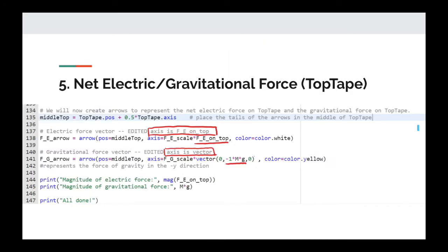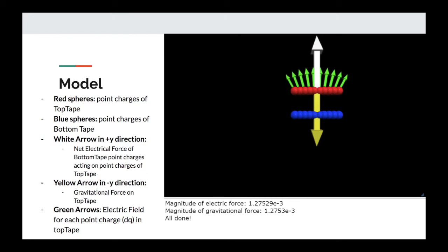Like in Lab 1, we also needed to model the net electric and gravitational force of the top tape. These are shown through the vectors FE arrow and FG arrow, where the axis for the electric field is the electric field of the top tape, and the gravitational force vector is represented through the y component of mass times gravity. This image represents the computational model from the code.